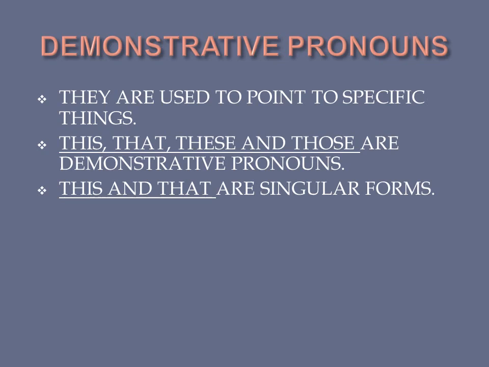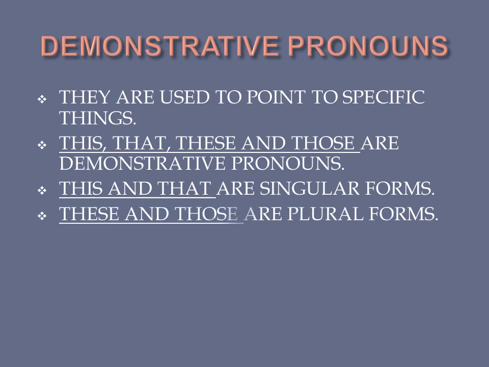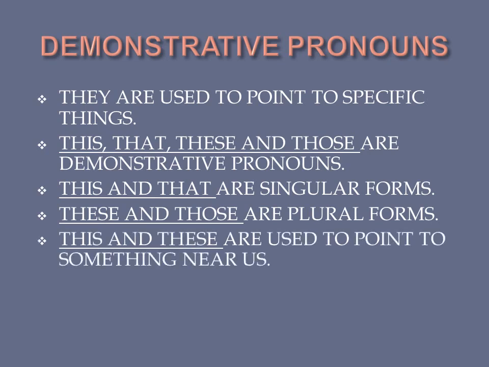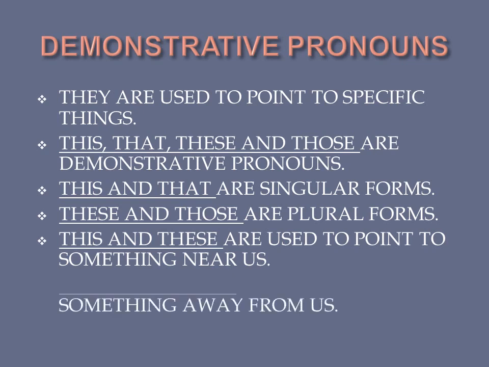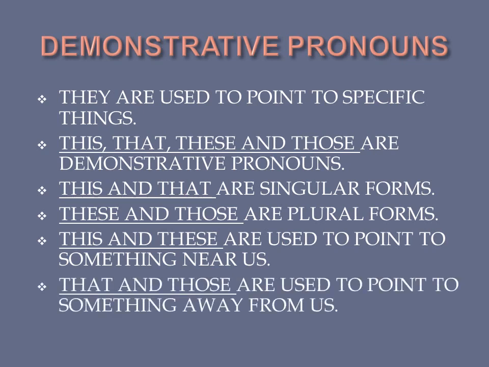This and that are singular forms, right? And these and those are plural forms. Moreover, this and these, one is singular and one is plural. These two are used to point to something which is near to us. Whereas that and those, these two are used to point to something which is far away from us. Okay? Will you remember it?